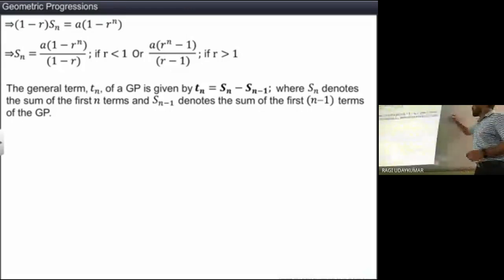Sum of these four terms, from that subtract the sum of the first three terms. The fourth term will come: 10 plus 20 plus 40 plus 80 minus 10 plus 20 plus 40. Sir, why do we do that much? If the sum of the n terms, Sn, is given to you and you want to find out the Tn or An, then you have to use this.